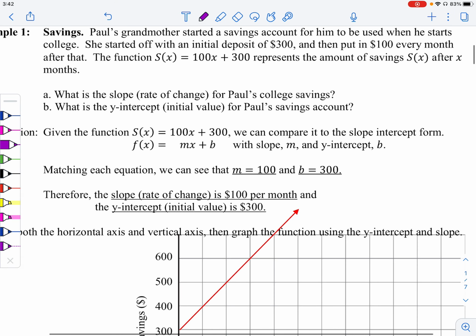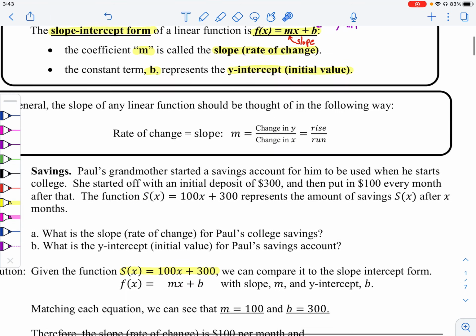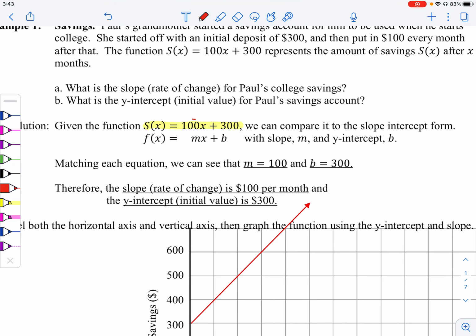Okay, so let's do an example right here. Given the function s of x equals 100x plus 300, right? We match it up. We can tell that 100 matches with m, right next to the x. So m is 100. That's your slope. Your b value, use your sign, so positive 300 equals b. So that's your y-intercept.